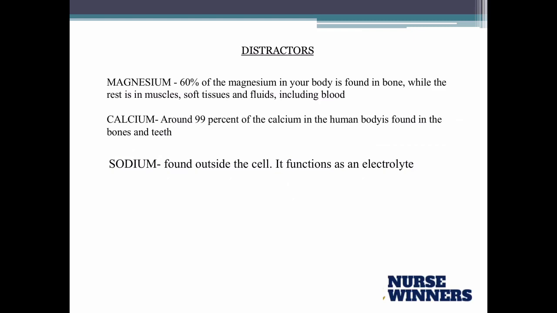Distractors. Magnesium. 60% of magnesium in our body is found in bone, while the rest is in muscles, soft tissues and fluids including blood. Calcium. Around 99% of calcium in the human body is found in the bones and teeth. Sodium. It's found outside the cell. It functions as an electrolyte. Potassium also functions as an electrolyte.